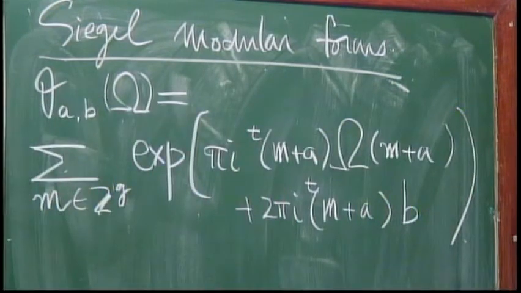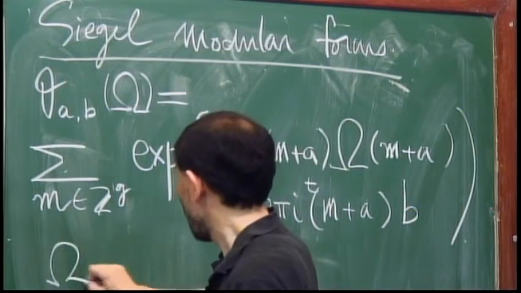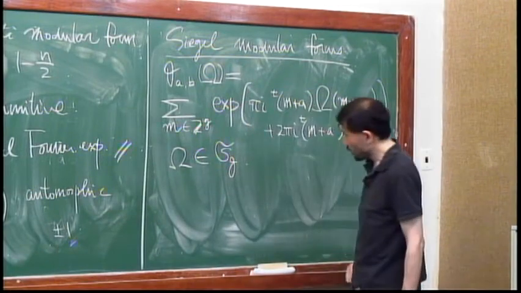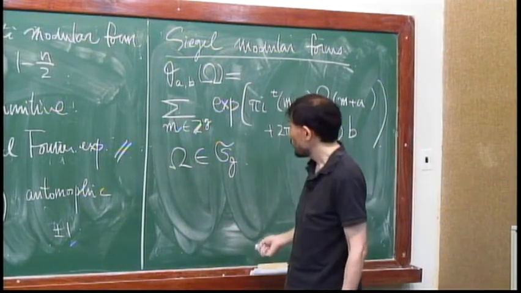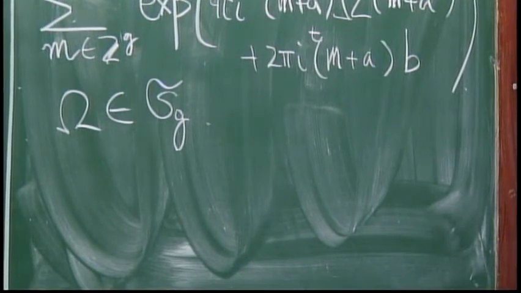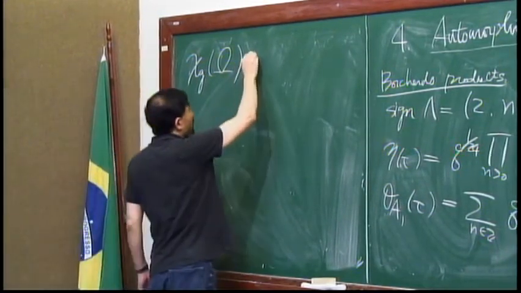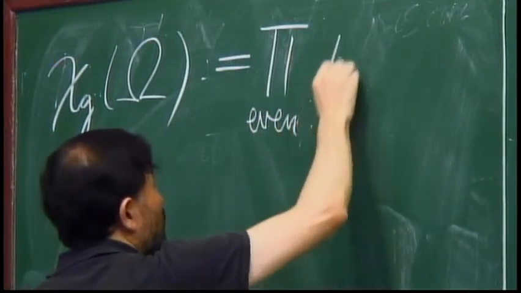Let me check if I am correct. Yes. So this is a classical Riemann theta constant. And here omega is a point of the Siegel upper half space of degree g. And I introduced two kinds of Siegel modular forms for the full Siegel modular group. The first one is chi g. Chi g is defined as the product of all even theta constants.